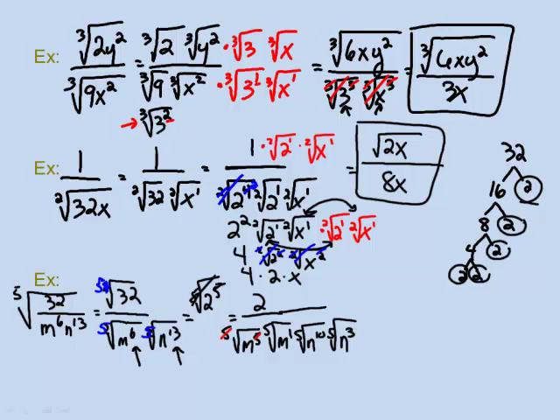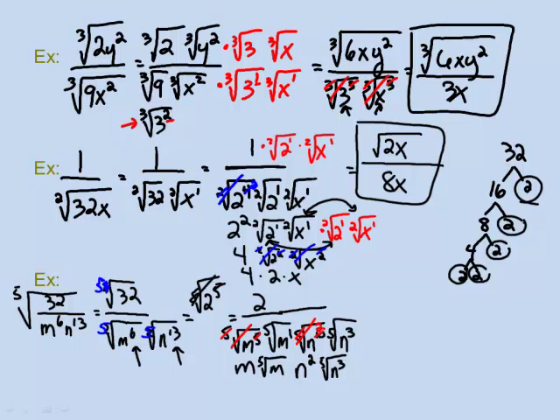So here our 5's cancel, and we'll be able to pull out an m. Here, 5 goes into 10 and leaves us with 2, and we'll be able to pull out an n squared. So now we've got m times the 5th root of m times n squared times the 5th root of n cubed.